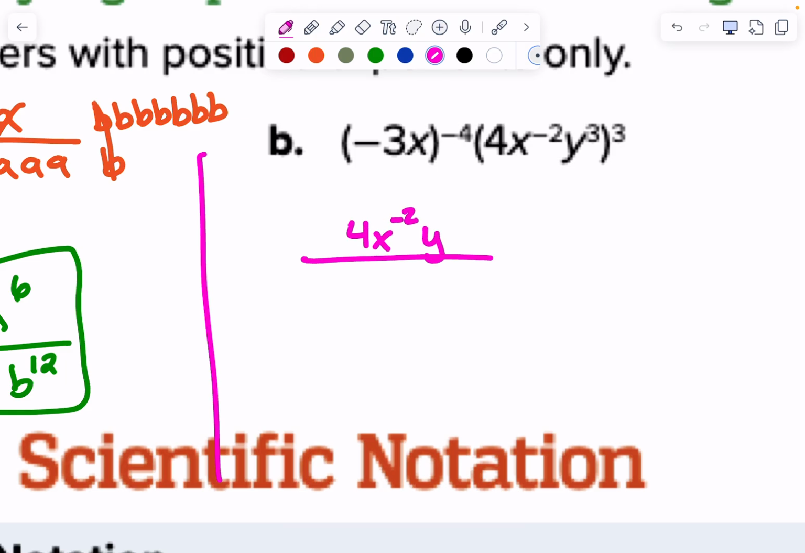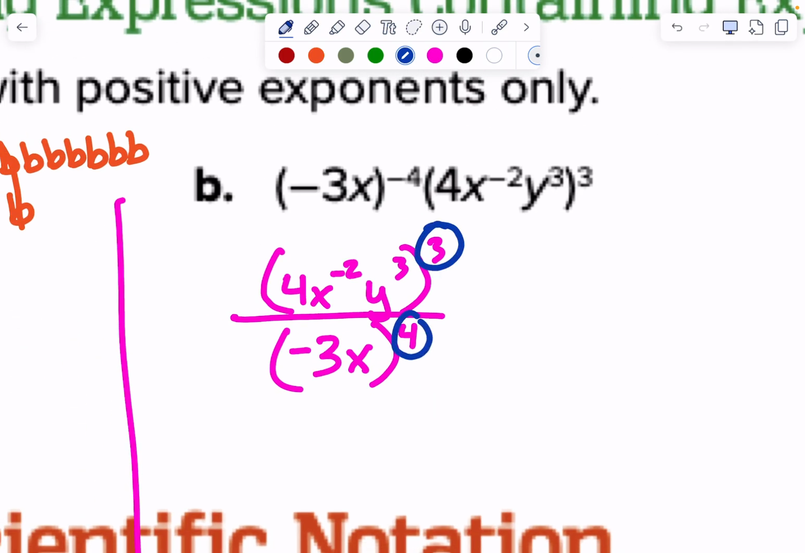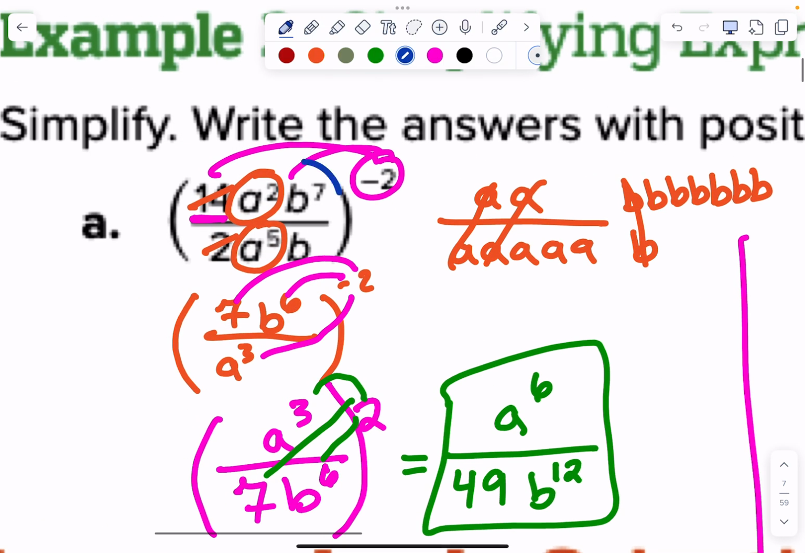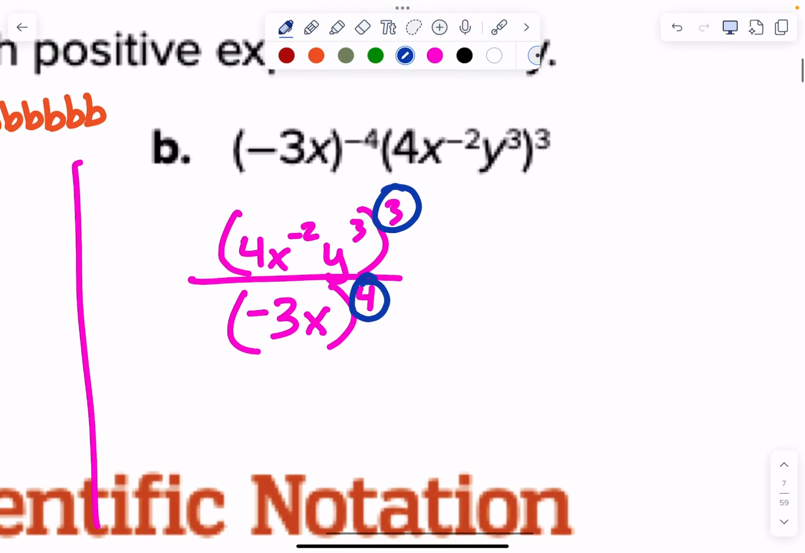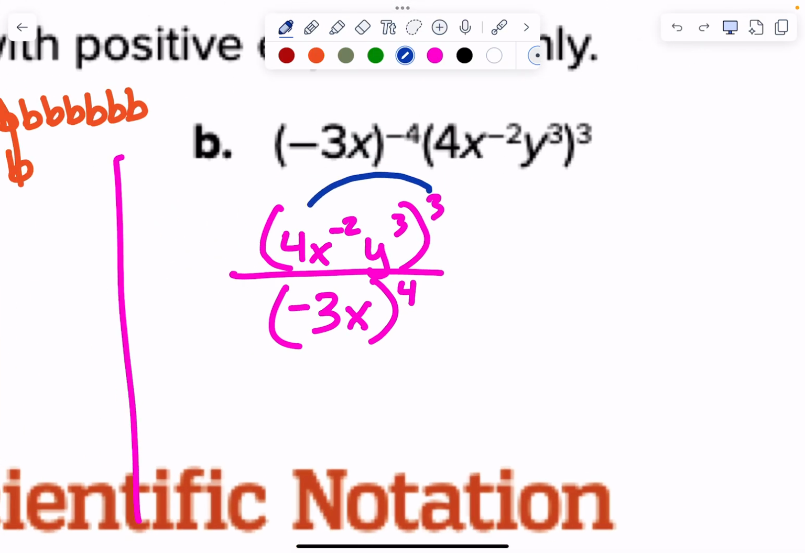4x to the negative 2y cubed, all to the 3rd power. On the bottom, negative 3x to the positive 4th power, if he's on the bottom now. Now, can I cancel my x's here? Because 1 is to the 3rd power, 1 is to the 4th power, right? I can't do that because 1's to the 3rd, 1's to the 4th there. So we got to do this first, right? We got to do that first.